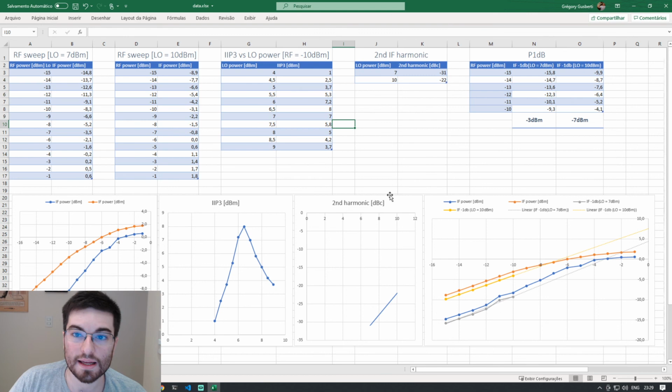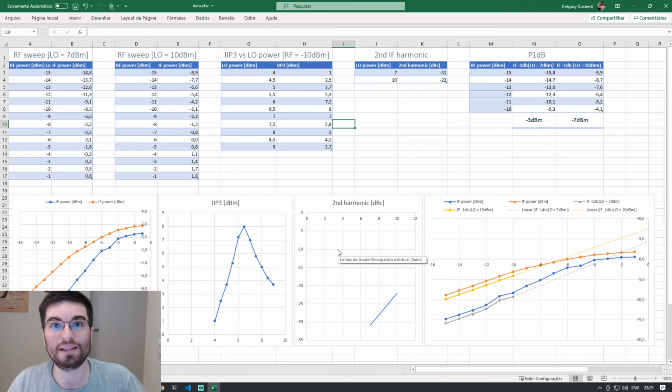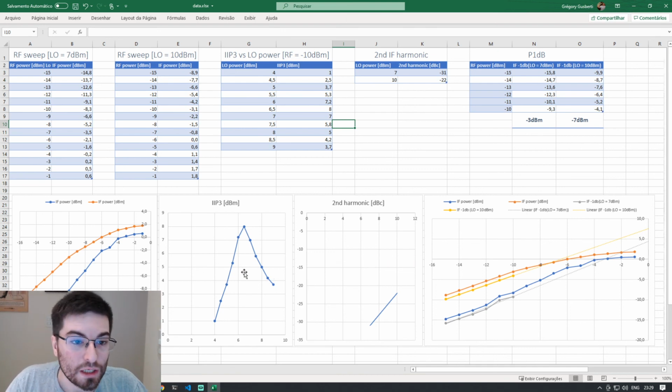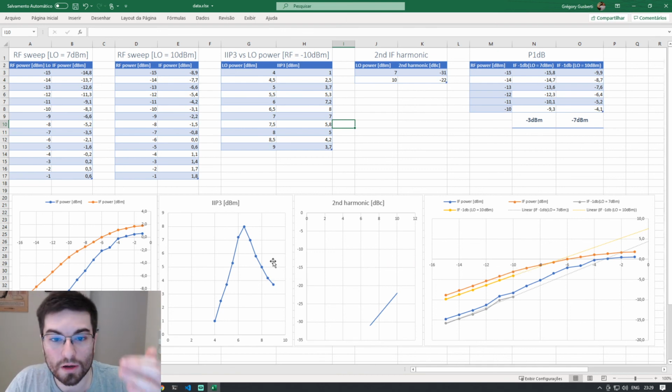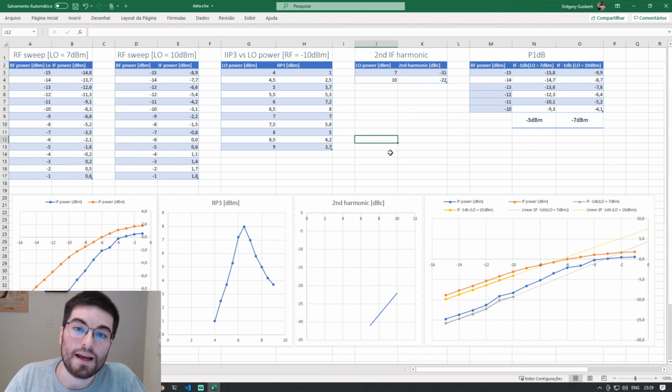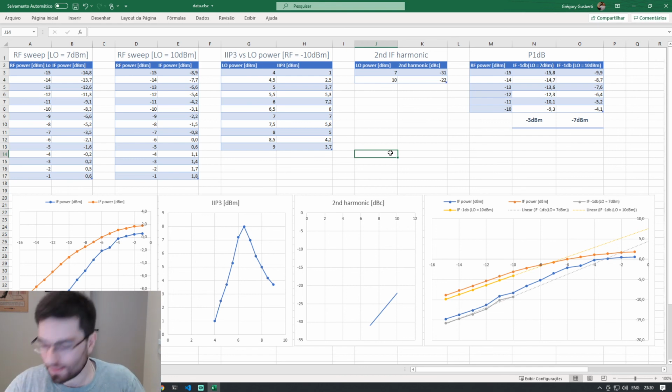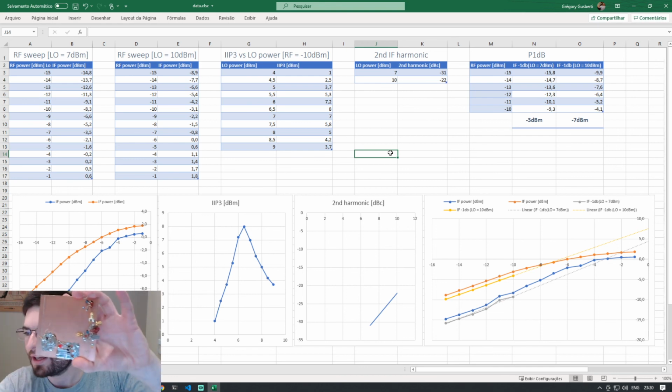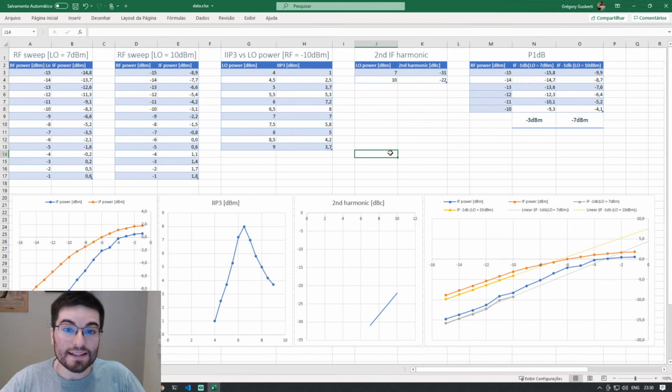But we can see that all the parameters here make sense, and we can see the compression and the behavior of the circuit using the 1 dB compression point, the third order intercept, and the power of the second harmonic. Really nice, guys. Really nice to grab the data from a real circuit and see that the data makes sense.